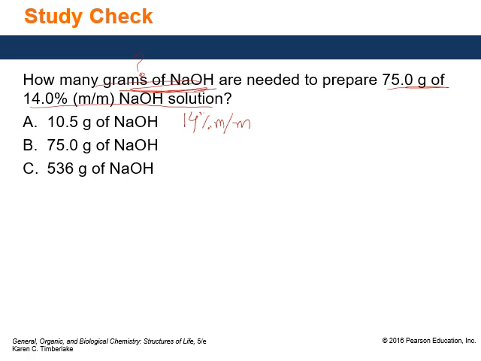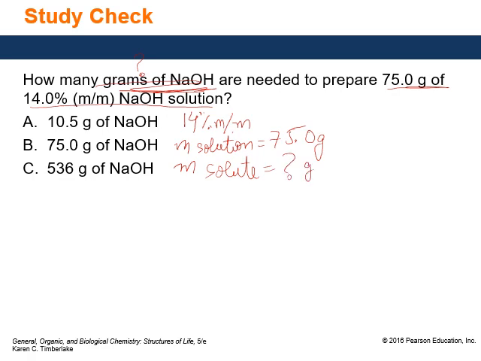So what's given to us is mass of solution, right? Because the unit that you see is 75.0 grams. So if the unit is grams, you know it's talking about mass. So mass of solution is given and the question is asking what is the mass, meaning grams of NaOH. What is NaOH here? It is our solute. So question is asking how many grams of solute.